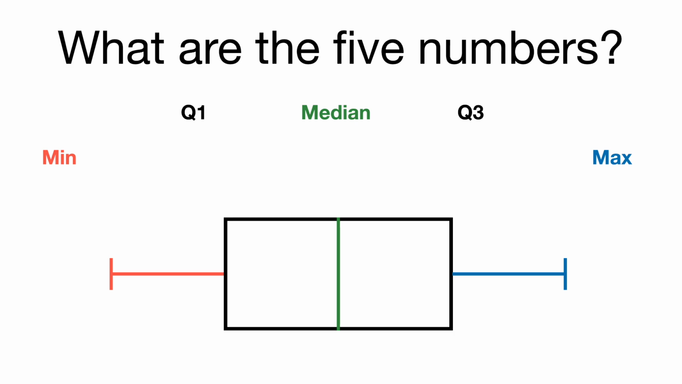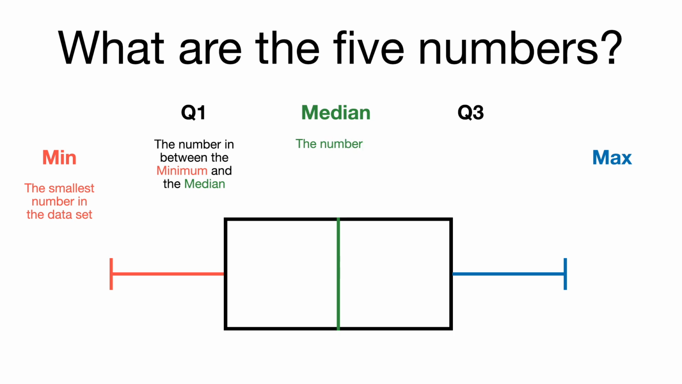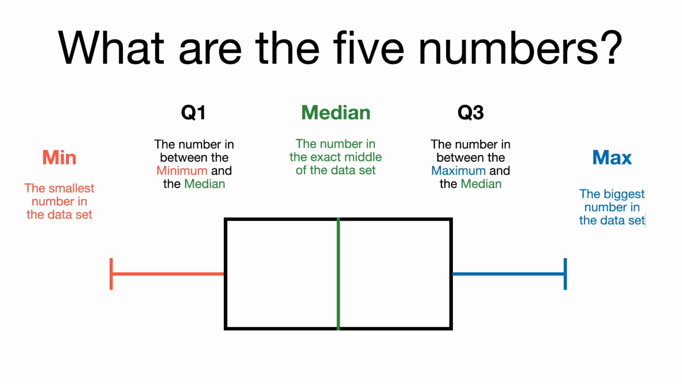So the minimum, as you might guess, is going to be the smallest number in the data set. Q1 is going to be the number in between the minimum and the median. The median is going to be the number in the exact middle of the data set. Q3 is going to be the number in between the maximum and the median. And then the maximum obviously is going to be the biggest number in the data set.